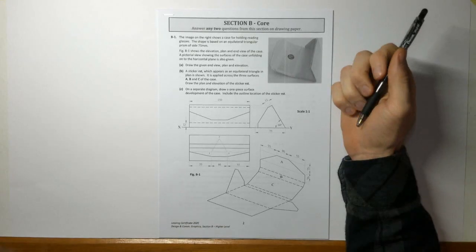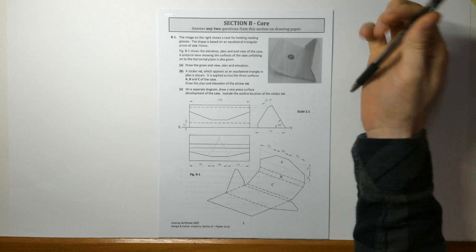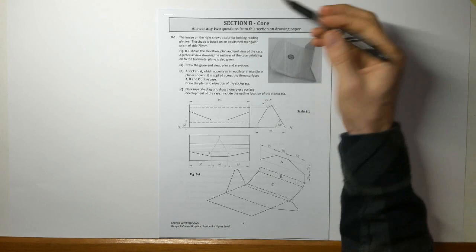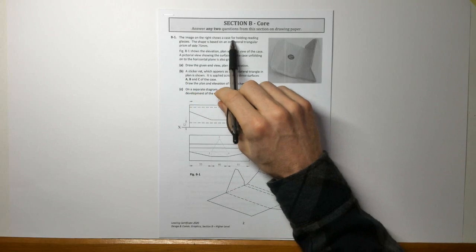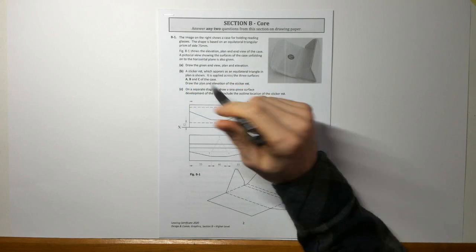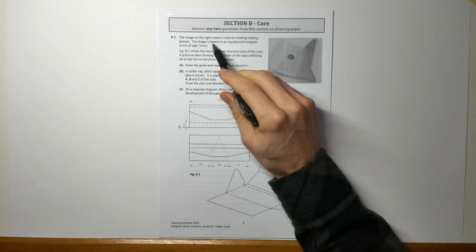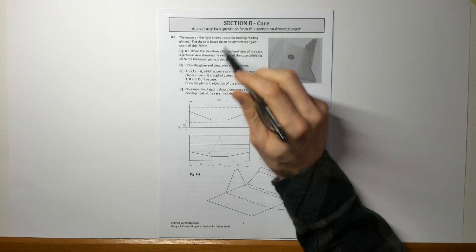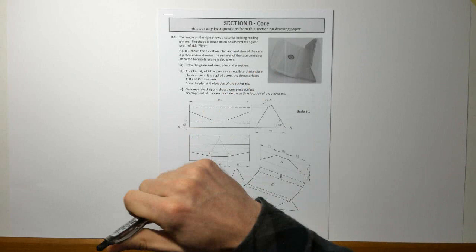So welcome to 2020 question B1. This is a development and envelopments question. The image on the right shows the case for holding reading glasses. The shape is based on an equilateral triangular prism of side 75. Okay, so that's an important bit of information.